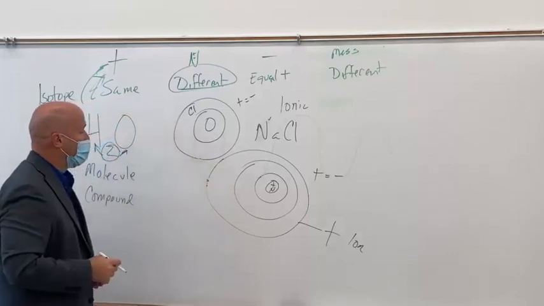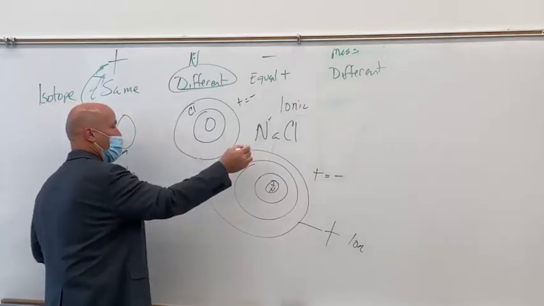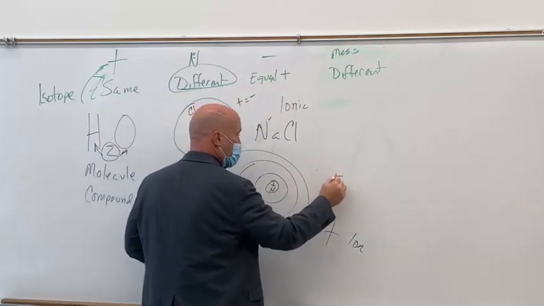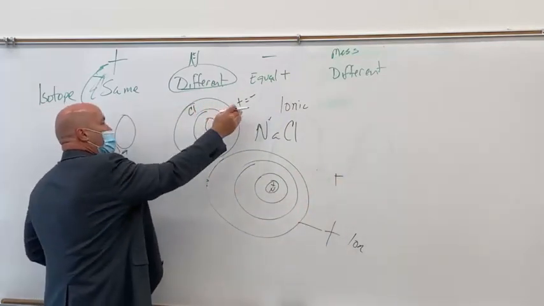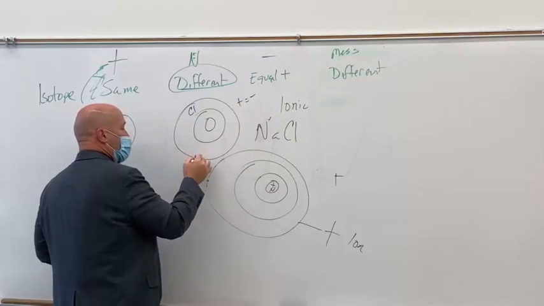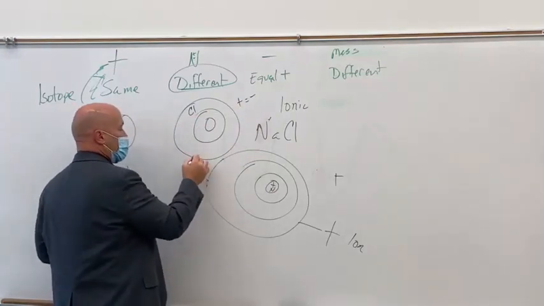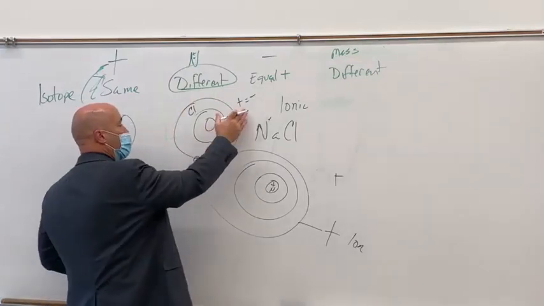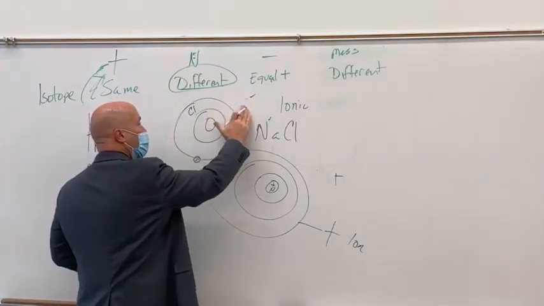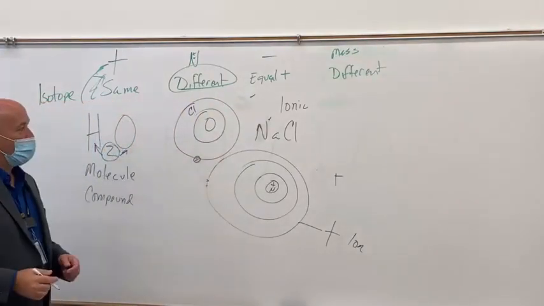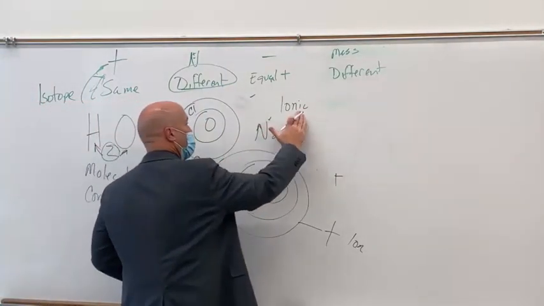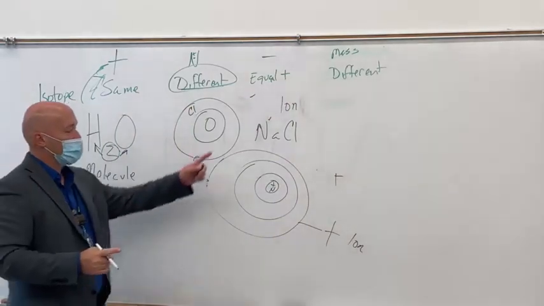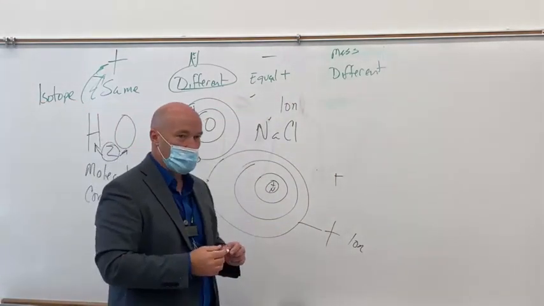The chlorine atom was neutral. It was neutral, and now it gained an electron, so it's an extra negative charge, so our overall charge of the atom is now negative, right? So what is it? It's an ion, right? So we got two ions. One is negative, one is positive. Opposites do what?